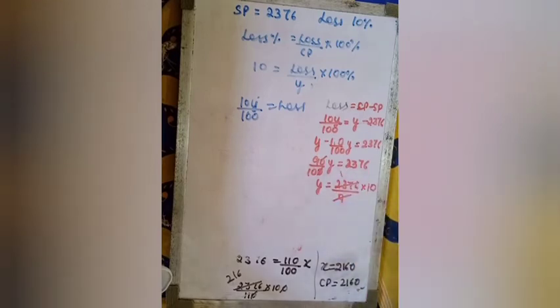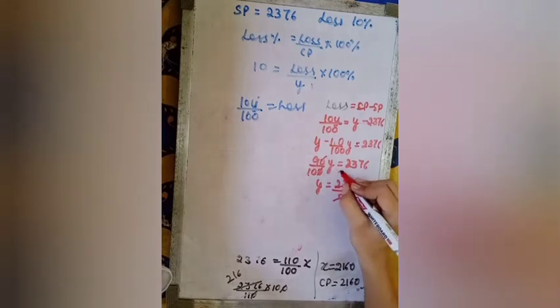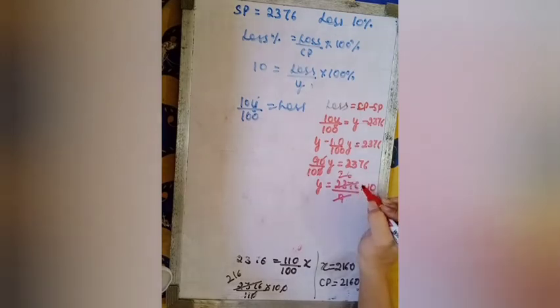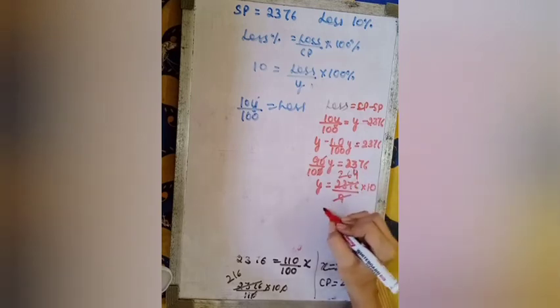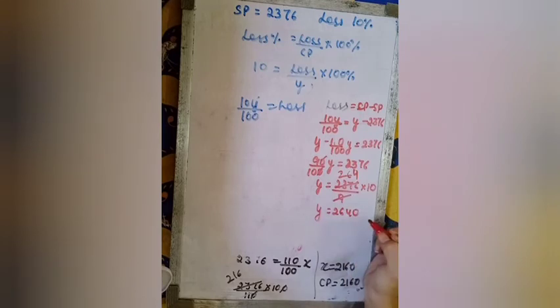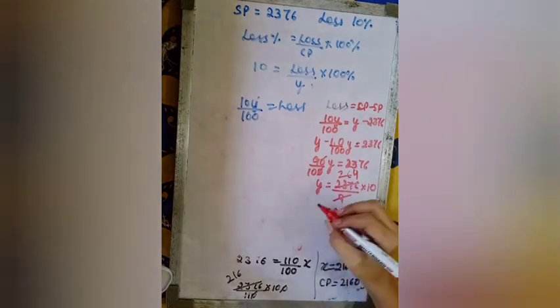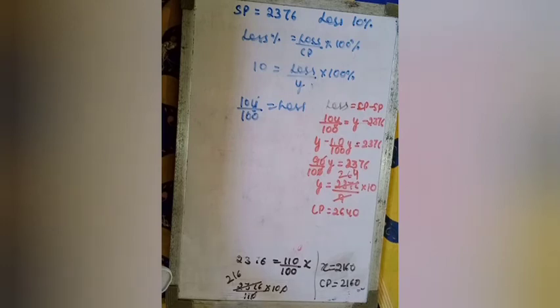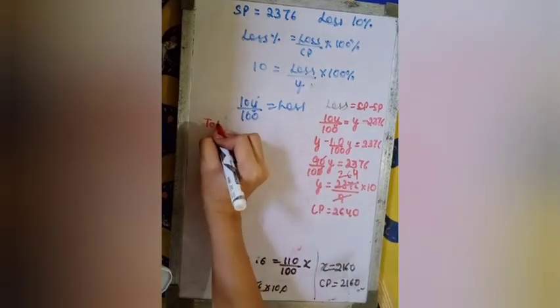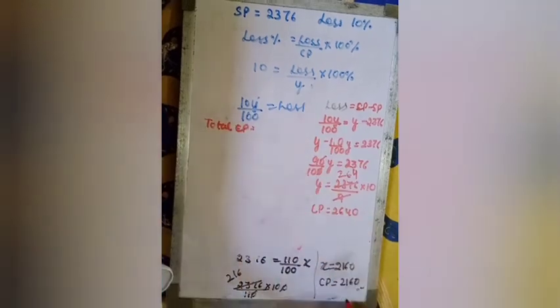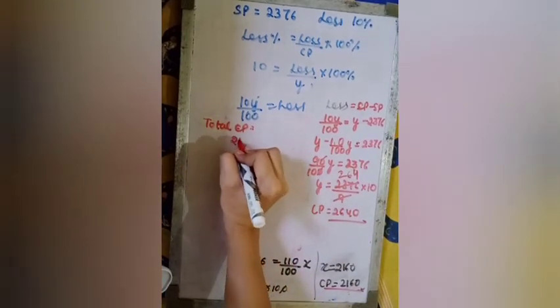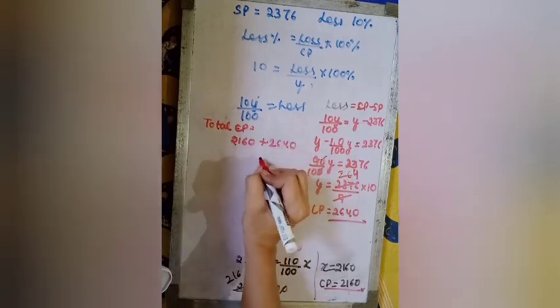Nine ones are 9, 9 twos are 18, 6 are 54, 4 are. So y equals 2640. This is the CP when he loses. Now they are saying find the gain or loss percent in total. Now see here, what is the total CP? One time the CP was this and one time the CP is this. So it is 2160 plus 2640. Add it.